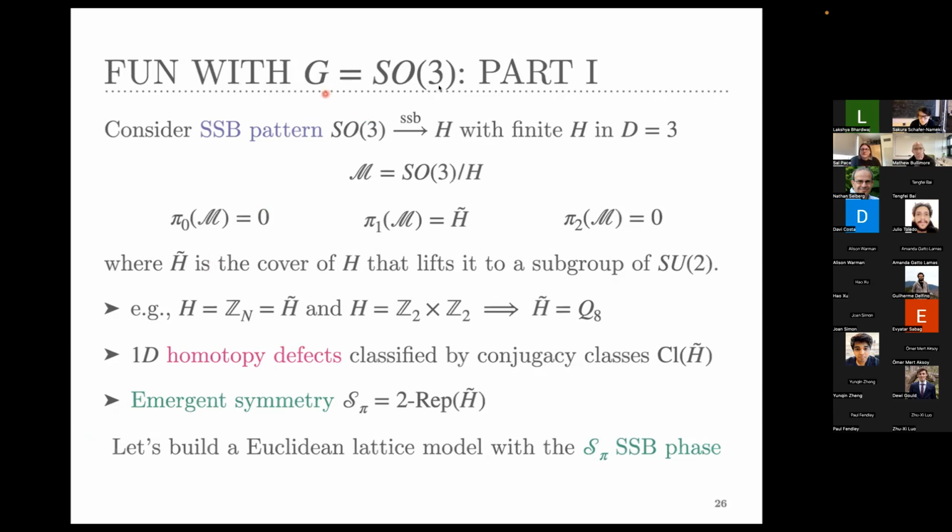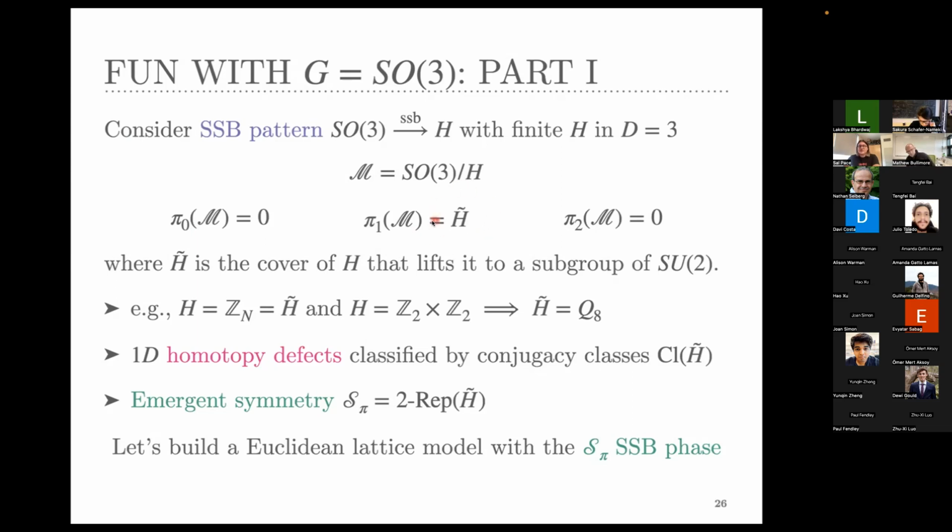Both of them, we start with G equals SO3. So this is the first example. It's fun with SO3 part 1. What we'll do is consider the symmetry breaking pattern where SO3 gets spontaneously broken down to any finite subgroup H. And we'll restrict ourselves to be in D equals 3 dimensional spacetime. So the order parameter manifold is this SO3 mod H. And you can show that, because we're in D equals 3, we only care about the homotopy groups up to pi 2, right? And you show that pi 0 and pi 2 are trivial, whereas pi 1 is non-trivial.